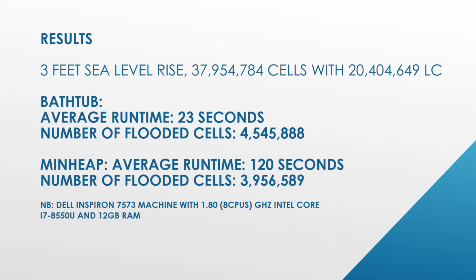We got an average runtime of 23 seconds for the bathtub approach, and we have 9,500,000 cells which are flooded. And when we run it for the min heap, the average runtime is 120 seconds, with the number of flooded cells at 3 million, almost 4 million. Our machine is a Dell XPS machine with 8.4 gigahertz CPU, Intel i7 and 2 gigabyte RAM.